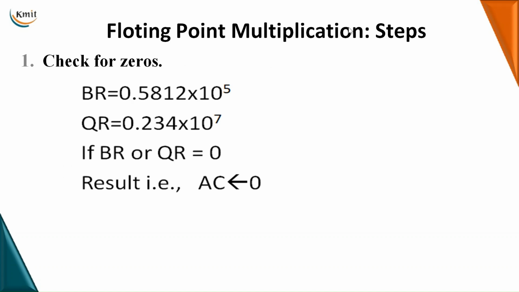In the first step, we have to check if any of the operands is a 0. In the case of multiplication, if any one operand is a 0, obviously the product becomes 0 because we are performing a multiplication operation. So if the BR or QR operand contains a 0, then the result which has to be stored into the AC register becomes a 0. If both the operands contain non-zero values, then we move on to the next step. In this particular example, both BR and QR contain non-zero values, so we continue with the next step.